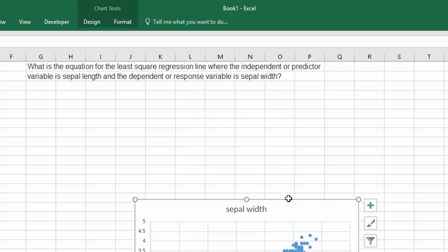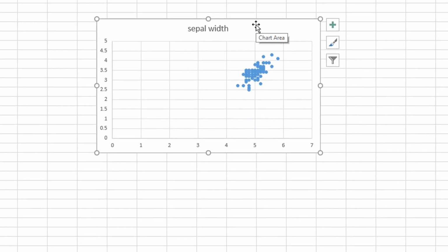Now you see here, the way this is set up, the axes both start at 0. This isn't really ideal for what I want to do. I'm actually going to click on the x-axis, right click on it, and say I want to format the axis.